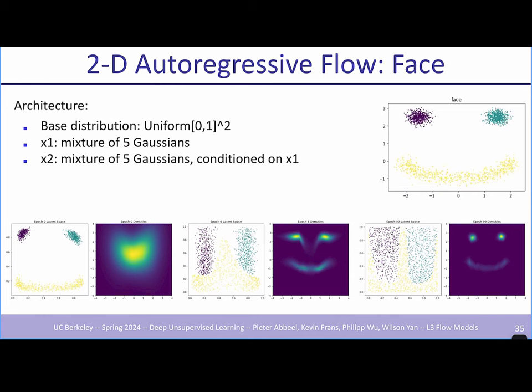Here's another one. Here is a flow that goes from this face density, which has three clusters, to uniform. Again, it nails it. It knows how to model density. So if all you care about is a really good density model, you might actually be quite happy. But if you care about embeddings, you might not be as happy in this case.